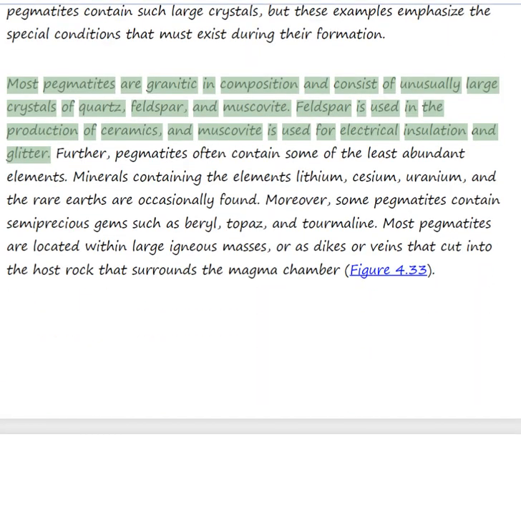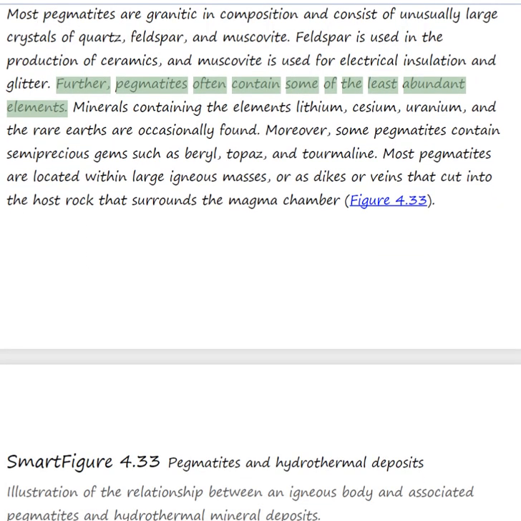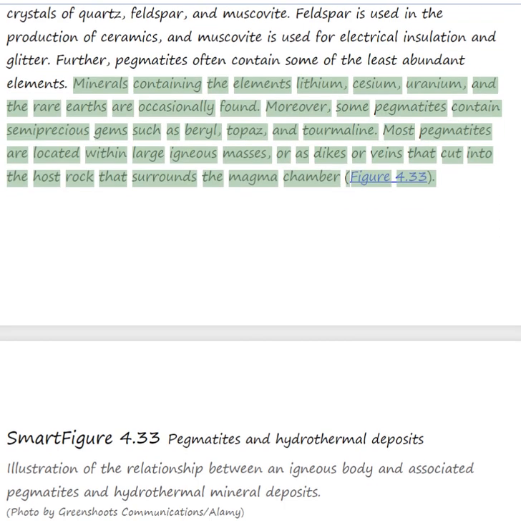Most pegmatites are granitic in composition and consist of unusually large crystals of quartz, feldspar, and muscovite. Feldspar is used in the production of ceramics, and muscovite is used for electrical insulation and glitter. Further, pegmatites often contain some of the least abundant elements. Minerals containing the elements lithium, cesium, uranium, and the rare earths are occasionally found. Moreover, some pegmatites contain semi-precious gems such as beryl, topaz, and tourmaline.